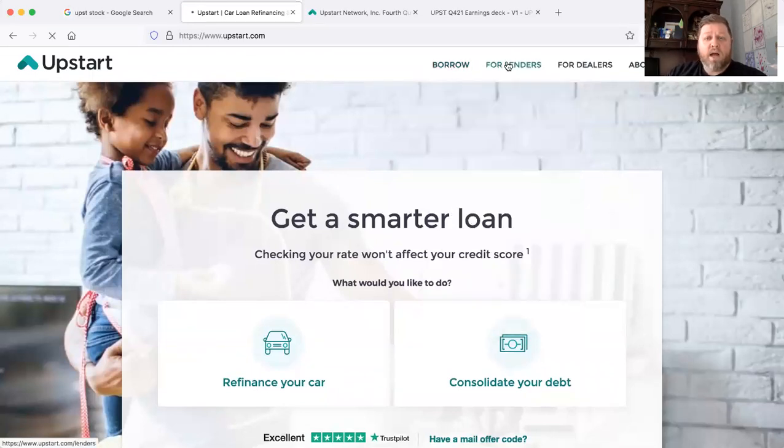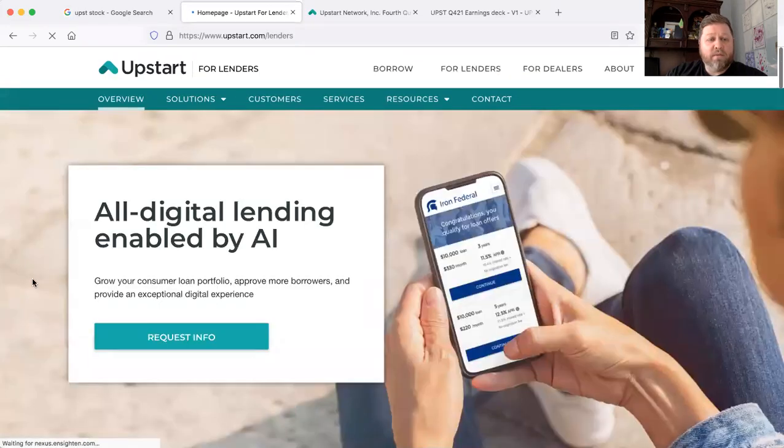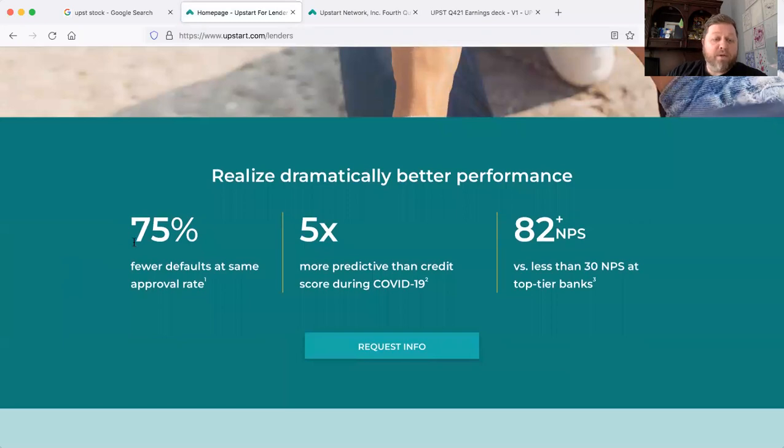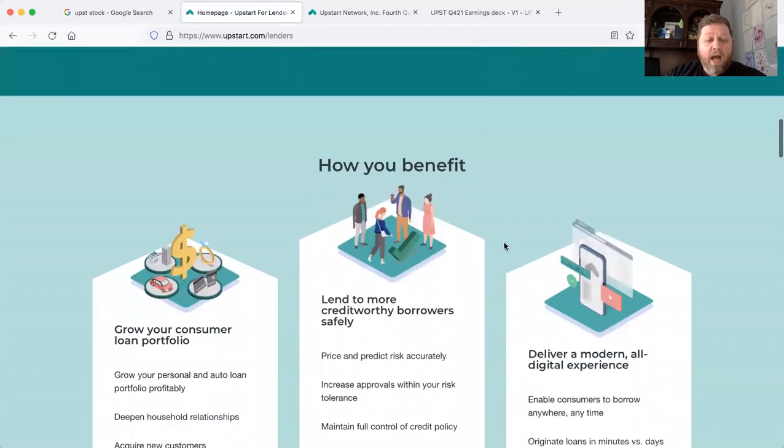If you're a lender, I don't get a list. I just click on it. It's going to basically say to me, hey, can I get some more info about having this work with my bank, right? 75% fewer defaults at a similar approval rating, 5 times more predictive than credit score during COVID-19, and an NPS score, which is equivalent to a customer satisfaction score of 82, which is much higher than a standard place. So I just want to call that out.